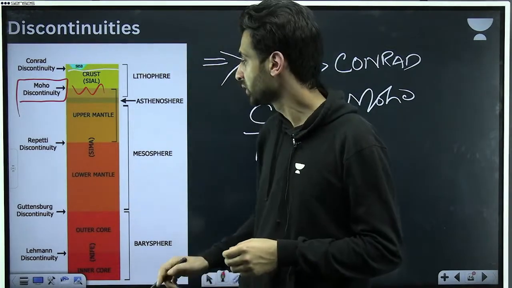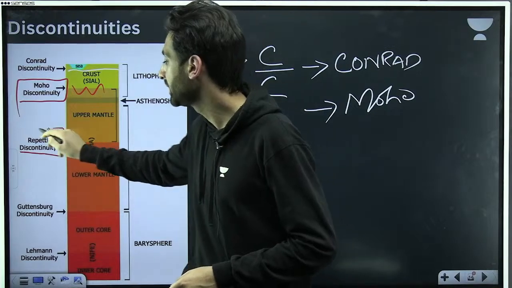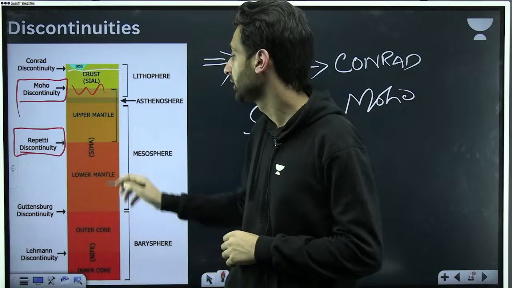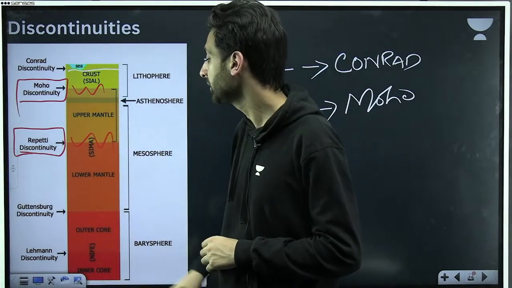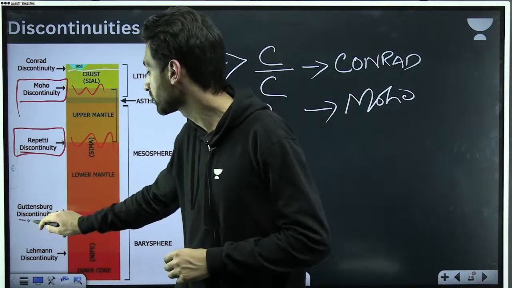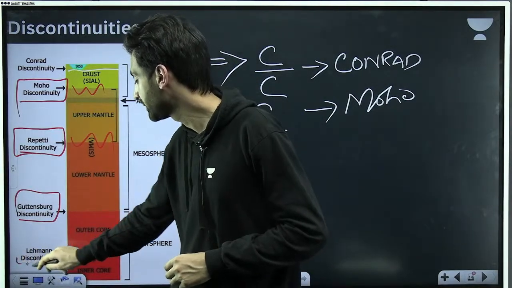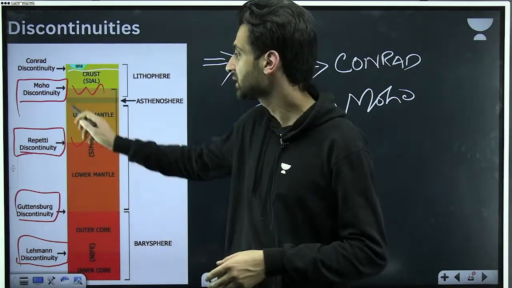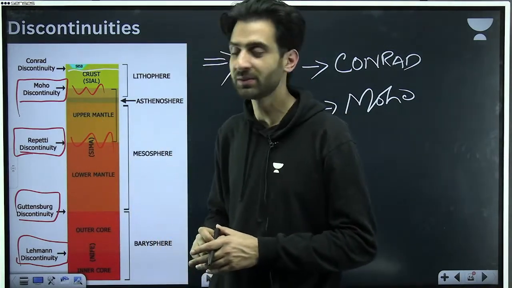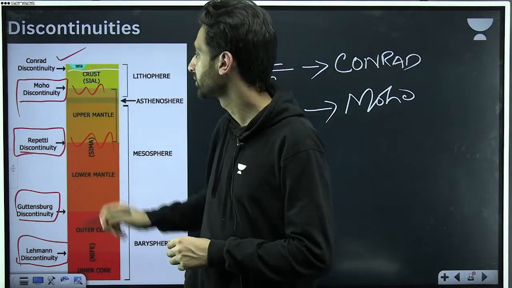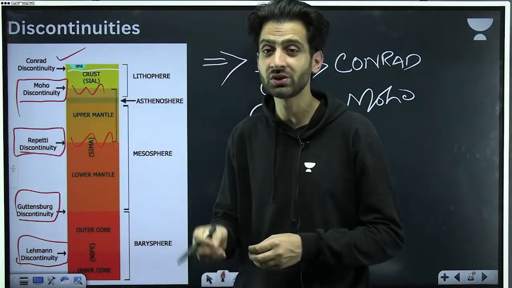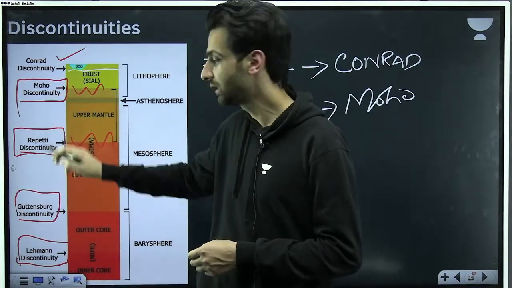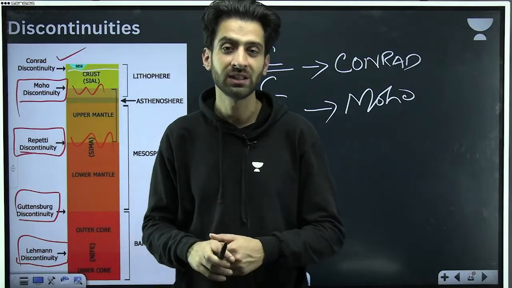Then going down, you will see one more, the Repetti discontinuity, separating the upper mantle and the lower mantle. Finally, the mantle and the outer core are separated by the Gutenberg discontinuity, and Lehmann will be the final discontinuity, separating the outer core and the inner core. These are some of the names that you need to remember. It's very easy if you work on these. These discontinuities play a very important role. How are they judged? Based on the change in the composition of the layers. Conrad, Mohr, Repetti, Gutenberg and Lehmann are the discontinuities present within the earth.